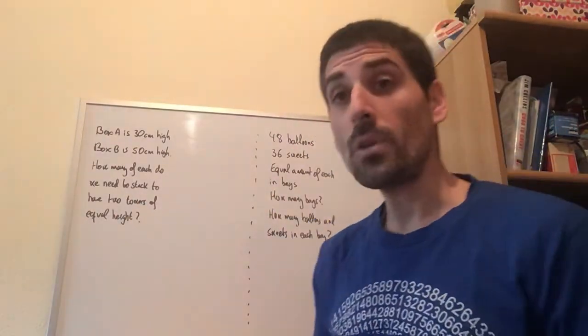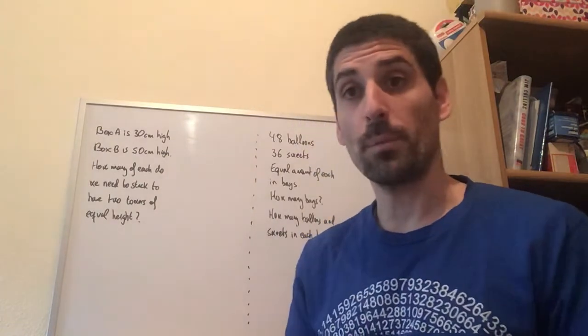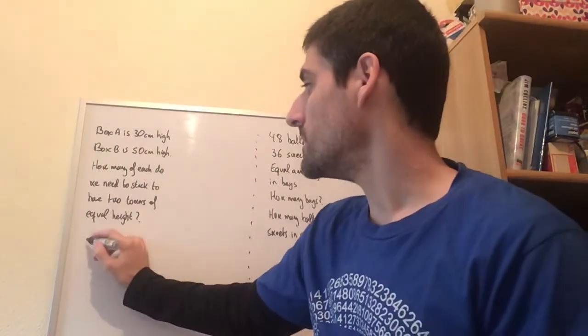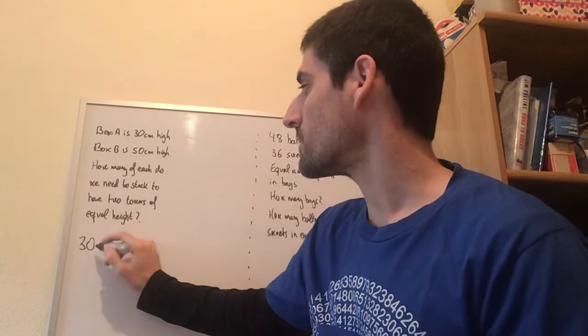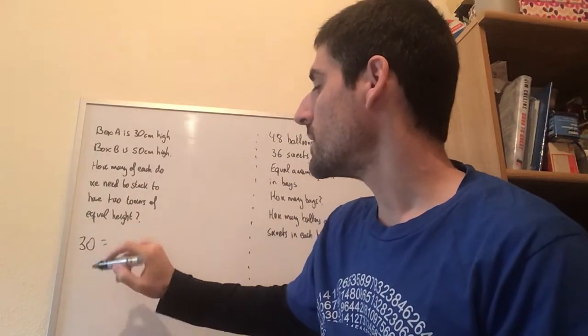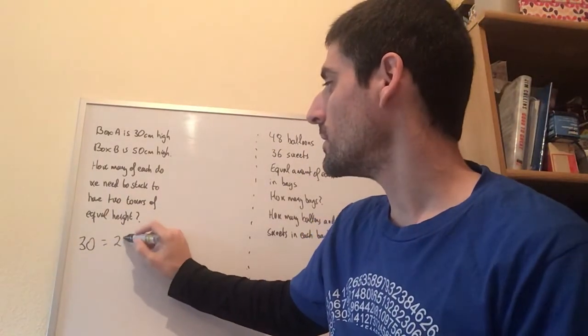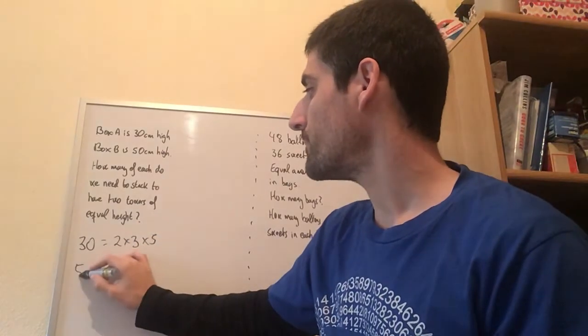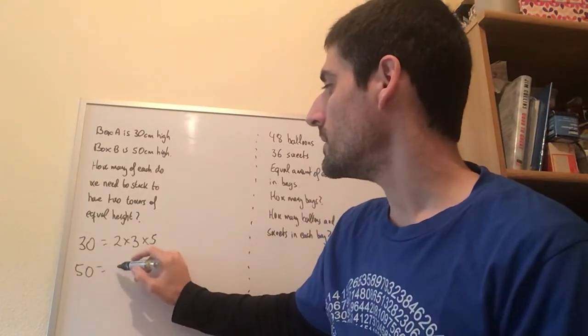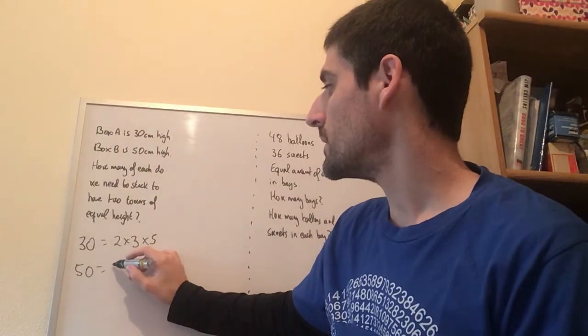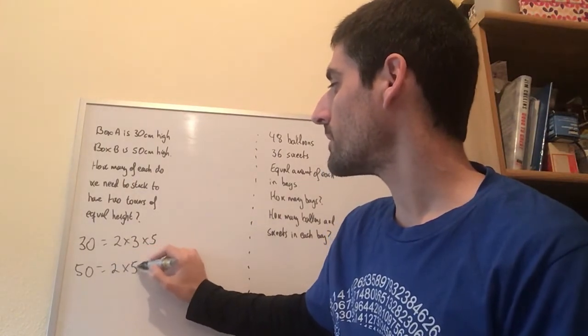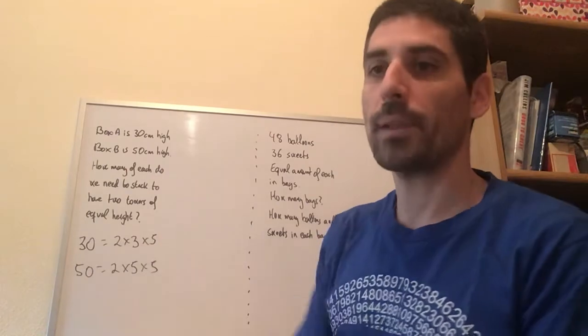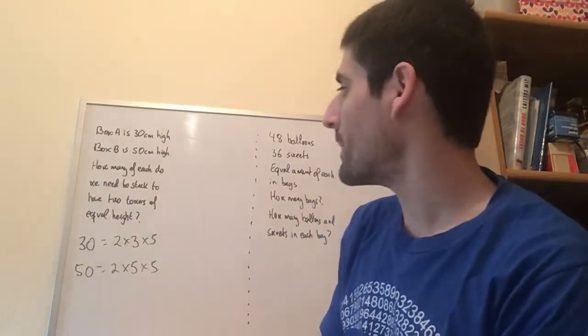So hopefully you remember how to find the lowest common multiple. Step number 1 is to do the prime factor decomposition of the two numbers. So 30 is 2 times 3 times 5, and 50 is 2 times 5 times 5. If you remember how to do that.